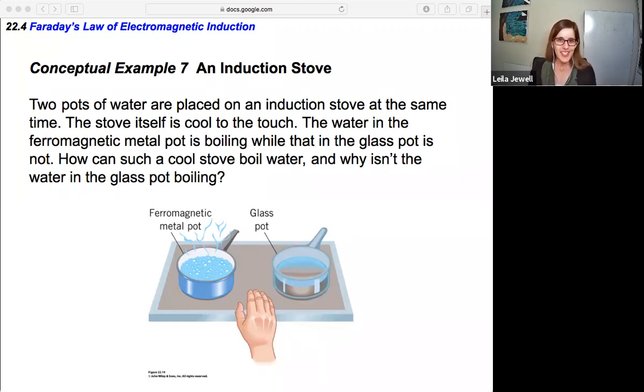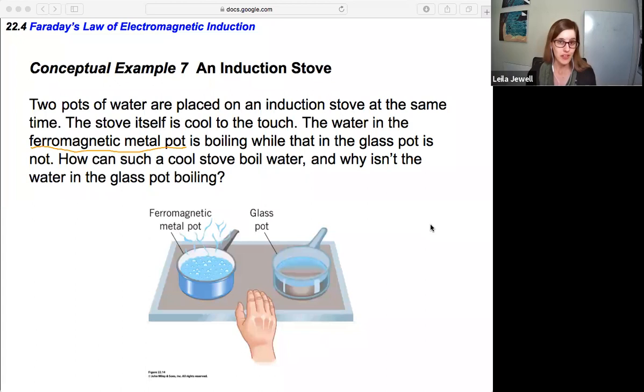This is an interesting thing to think about, right? Why is there this difference? What magic is going on here? Because it sure does seem like magic. Well, the key is that it's a ferromagnetic metal pot. We know that metals are good conductors, and it's going to connect to our electromagnetic induction that we've been learning about all chapter.